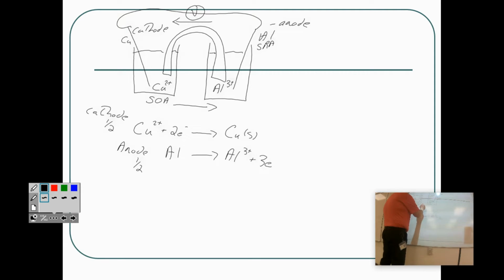The anions are going to flow through the salt bridge, whatever's in there, nitrate ions or whatever we did put down. And the cations will flow in the other direction.